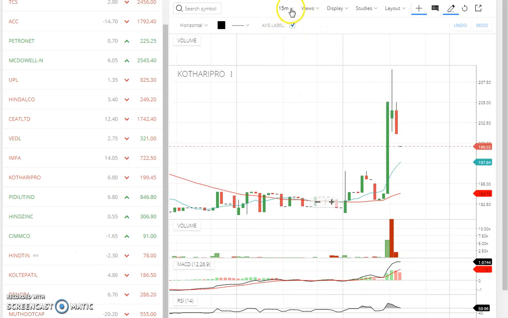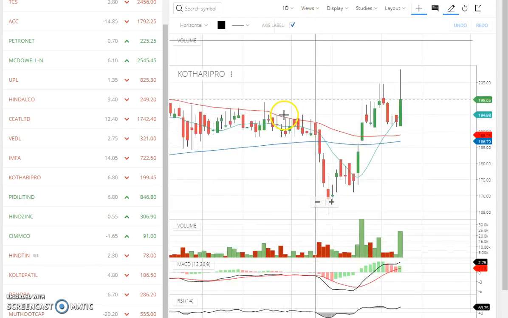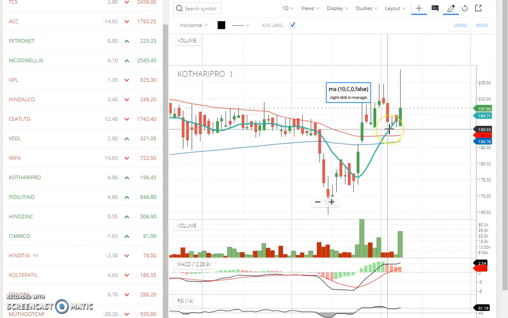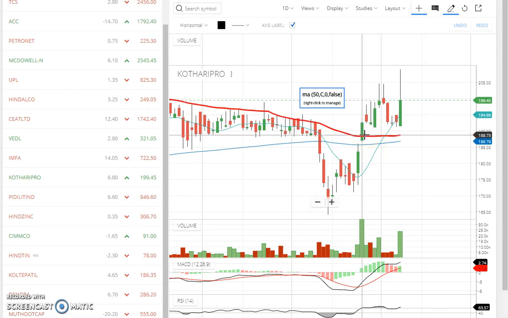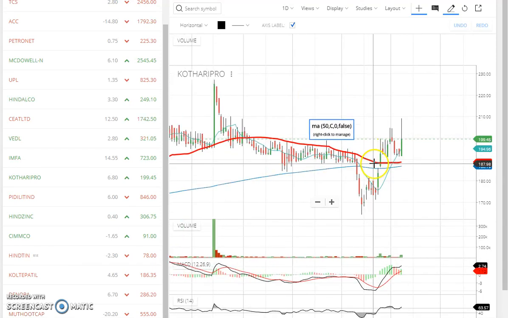So I gave KOTHARI products. How many of you remember? I gave KOTHARI products a few days back. I don't remember the price, I think I gave it at 182 or something. Somewhere here, 190, 192, I remember now. No, I just forgot the price. I probably gave it here, 182 if I remember correctly.